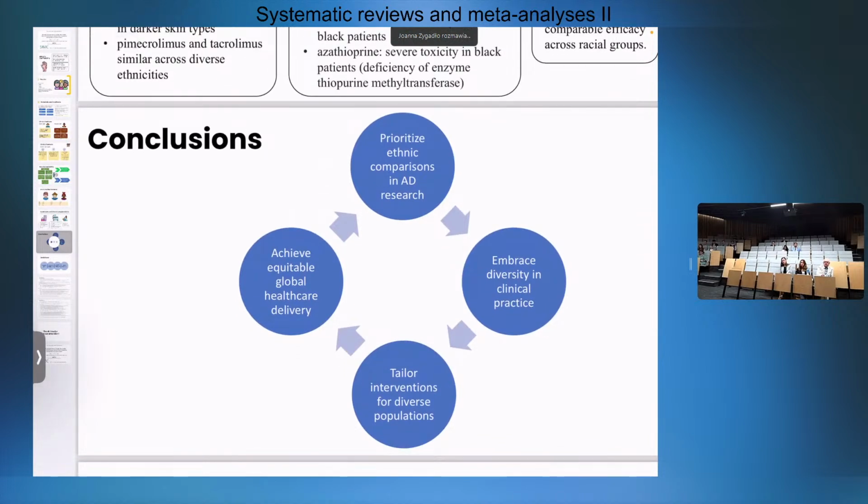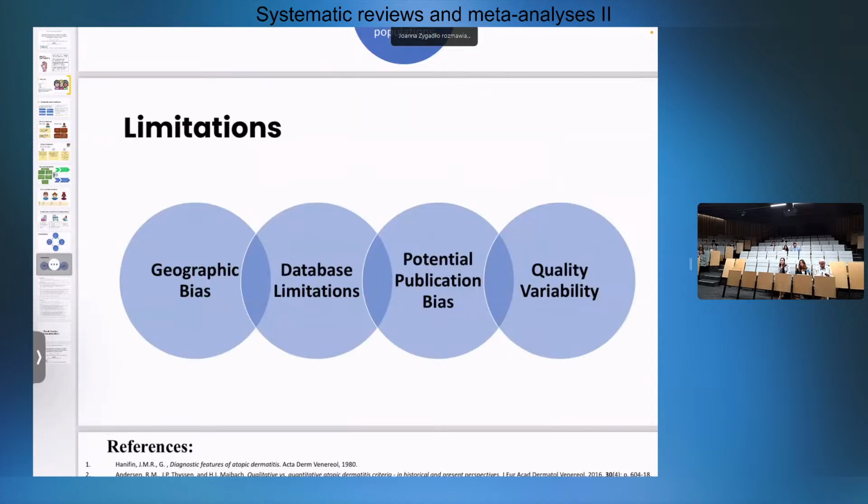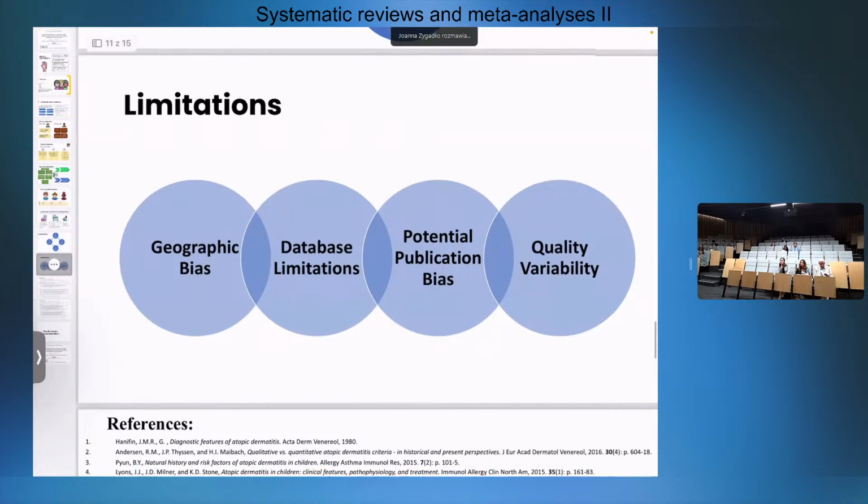To conclude, despite advancements, significant gaps remain in understanding how different ethnic groups respond to atopic dermatitis treatment, underscoring the need for future research. And this research highlights the importance of considering ethnic-specific clinical features and genetics in managing atopic dermatitis. Limitations include geographic bias, database limitations, potential publication bias, and quality variability.